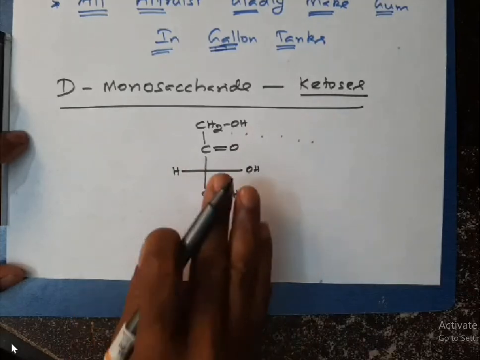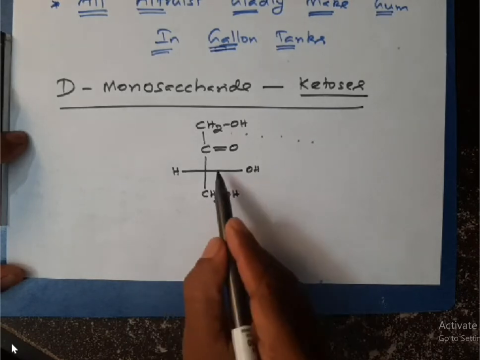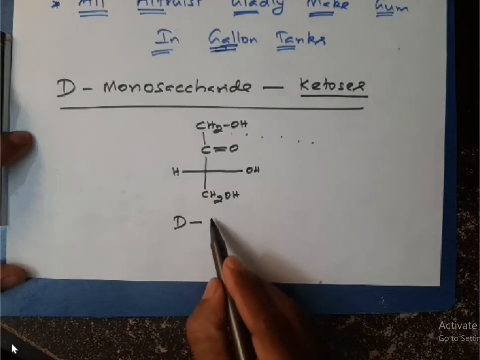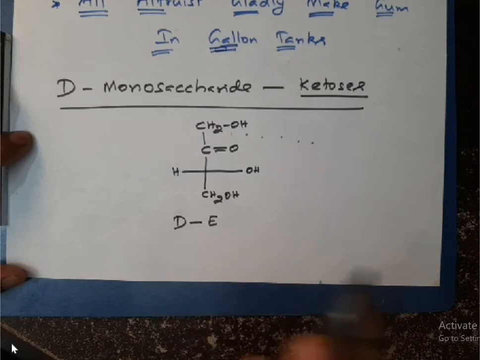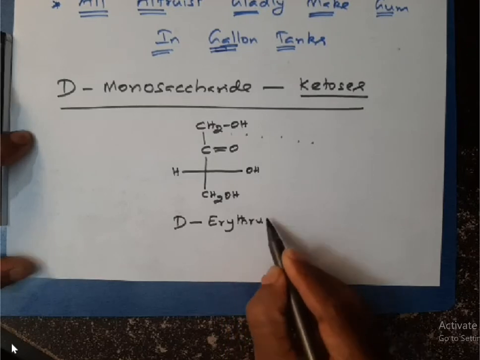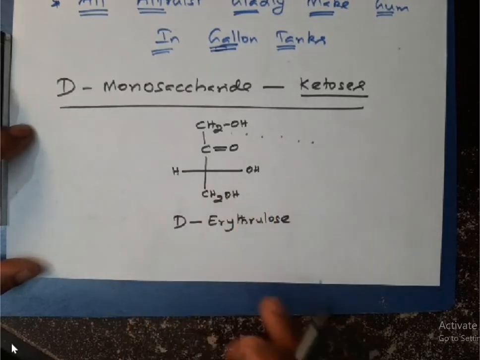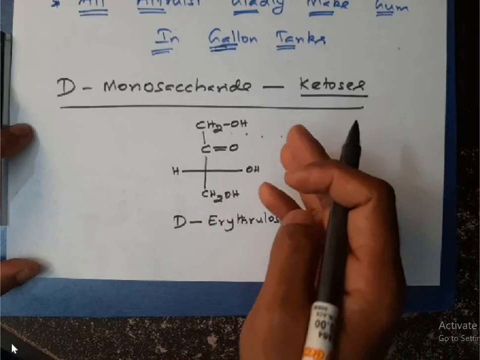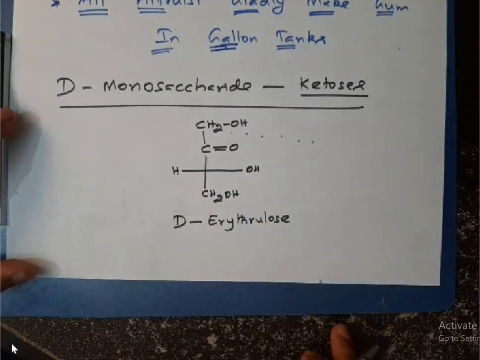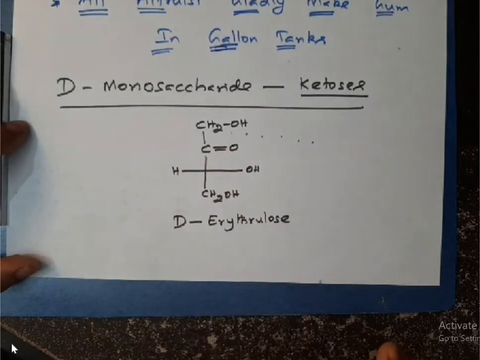In ketose, this is the simplest member. We have a keto group here, and we have one chiral carbon. In that chiral carbon, the OH group is on the right hand side, so it is called D, and this compound is called erythrulose. It is not erythrose. Don't confuse the name. Carefully write erythrulose. Since it contains 4 carbons, it is called a keto tetrose. For ketose, the least member is the 4 carbon containing ketose.